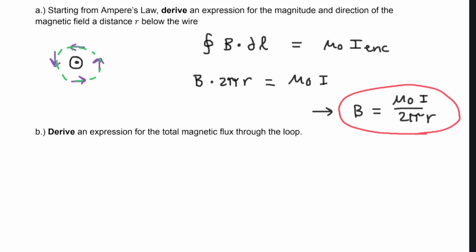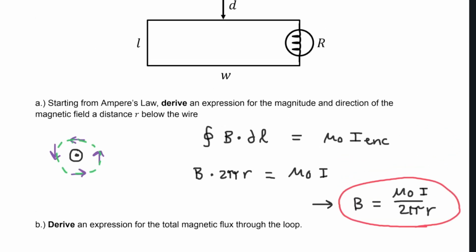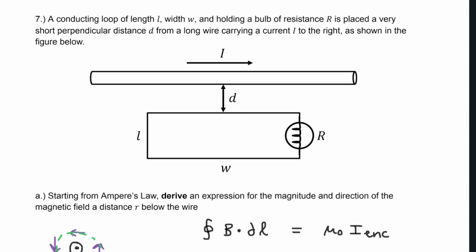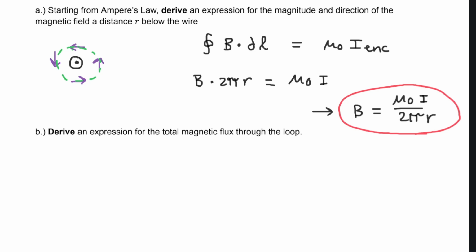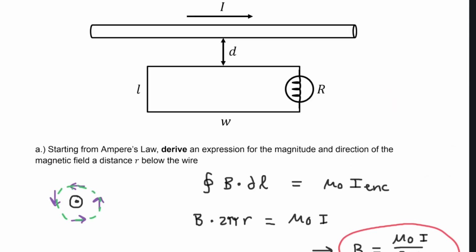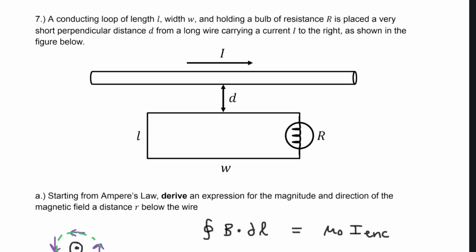Derive an expression for the total magnetic flux through the loop. So there's a very common incorrect answer here. This is a case where we can't just do flux is equal to B times LW. That's not true, because the B field changes. So if I stick my right thumb in the direction of current, my fingers would poke out of the page above the wire, and into the page below. So this generates a field like this.